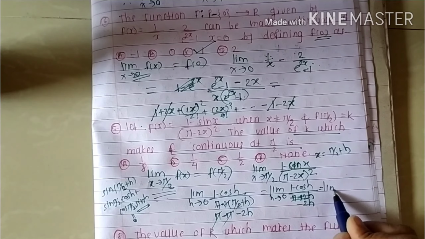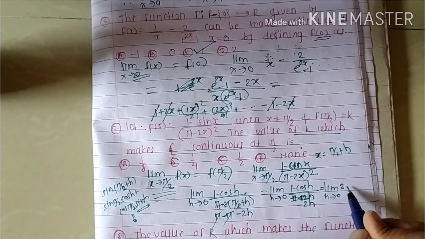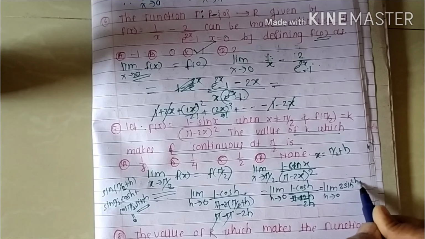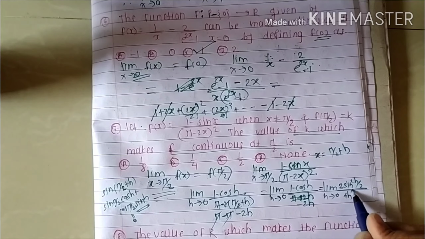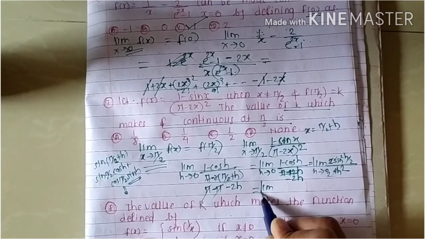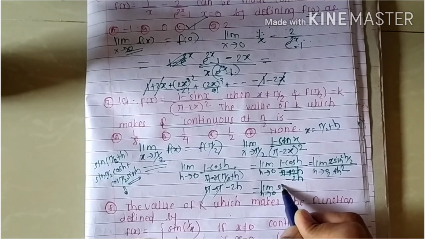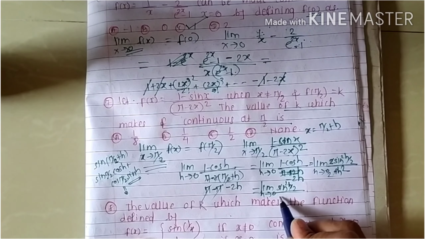Therefore limit h tends to 0. This 1 minus cos h, by using the half angle formula, is 2 sin square h by 2. The denominator term minus 2h squared means 4h squared. Out of this, the 2 gets cancelled, and what remains is limit h tends to 0, numerator sin square h by 2, denominator only 2h square.